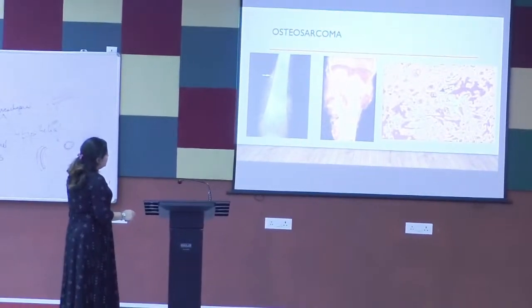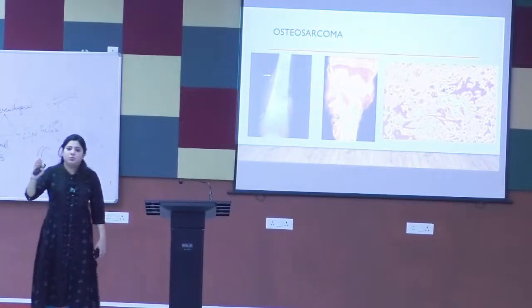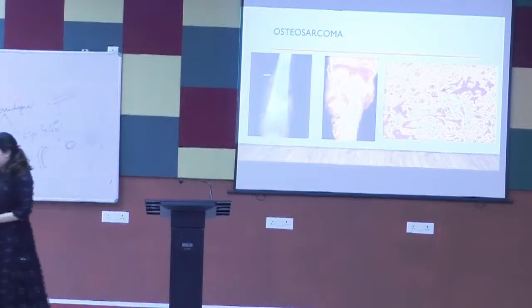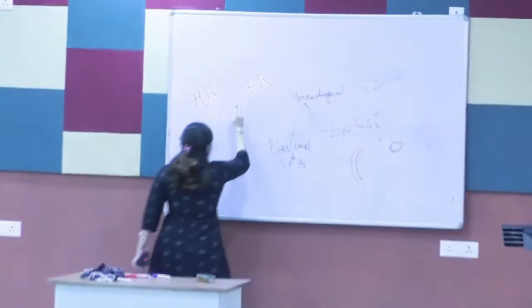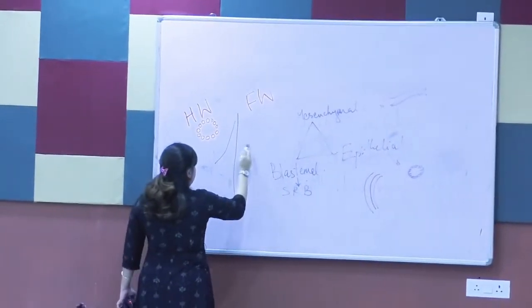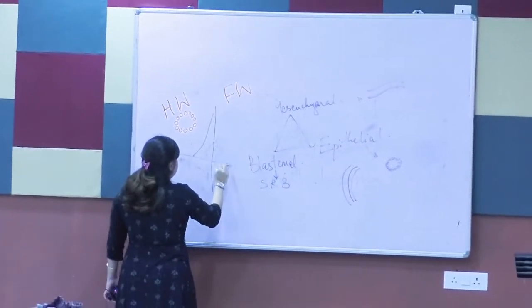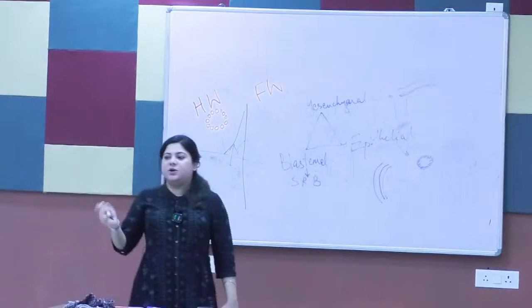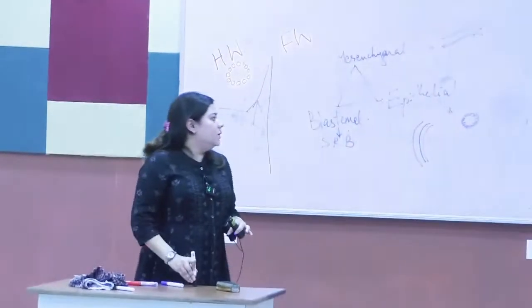And then there is this periosteal reaction. The bone is still trying to lay down some new bone on top of that. This is the actual bone. There is the mass, and it is growing. This is the periosteal reaction. This triangle is called the Codman's triangle. It is a radiological sign of osteosarcoma.